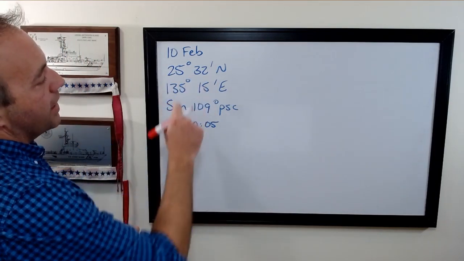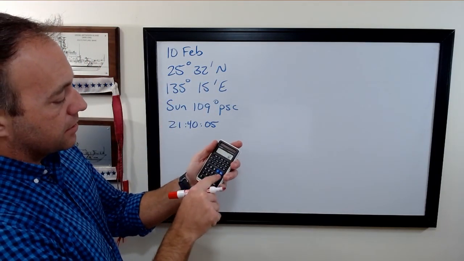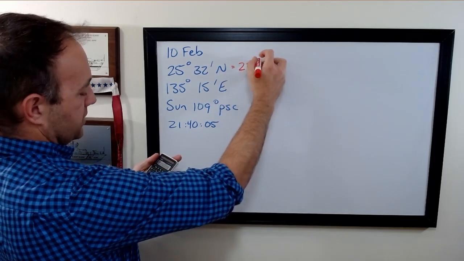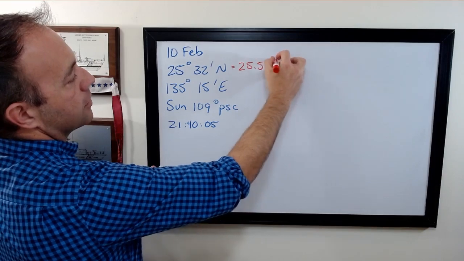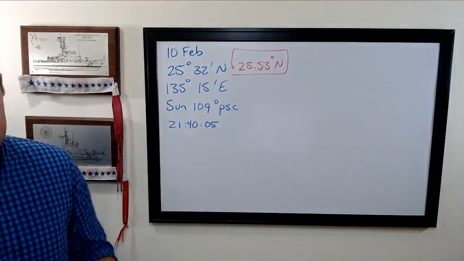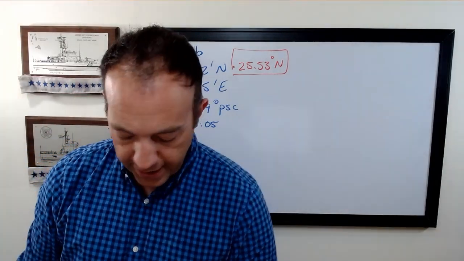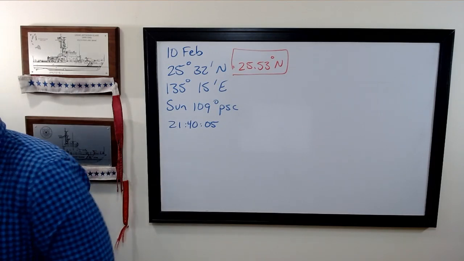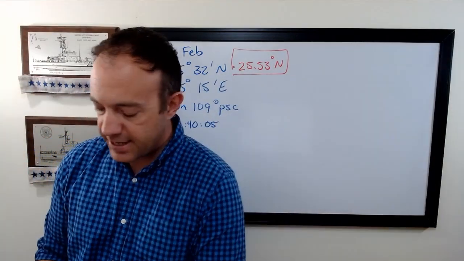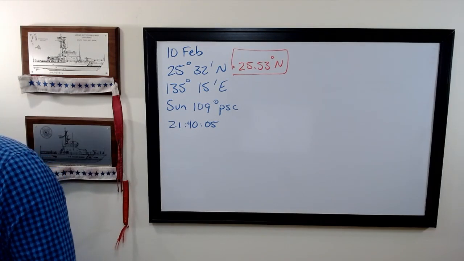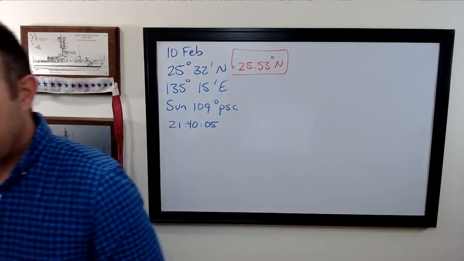It's given as 25 degrees, 32 minutes. I'm just going to say that's equal to 25.53 degrees north. We got our latitude. So that's perfect. Declination, that's going to come from the Nautical Almanac. So we're going to go to the Nautical Almanac for a day of 10 February. We'll go take a look at that.